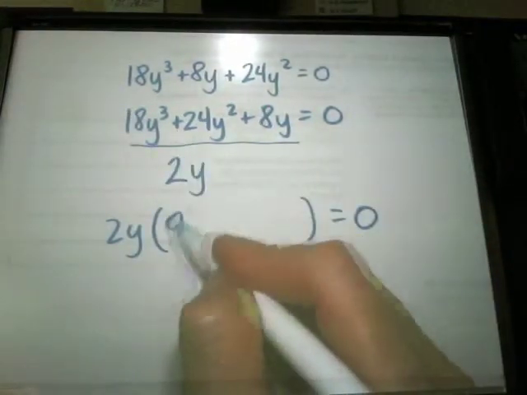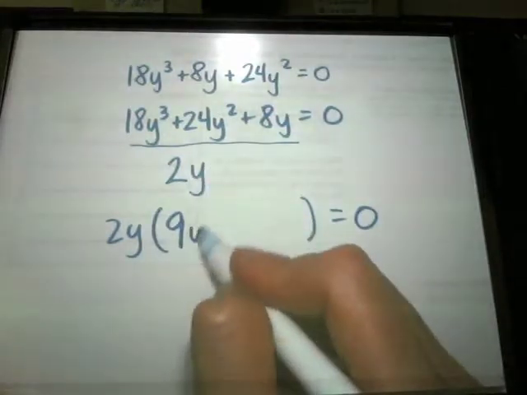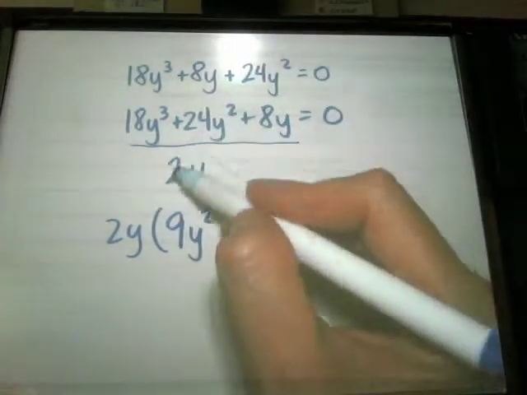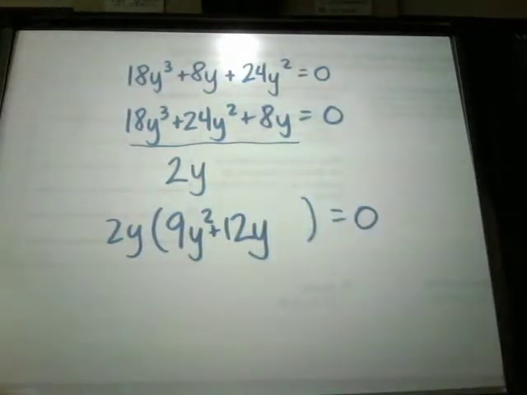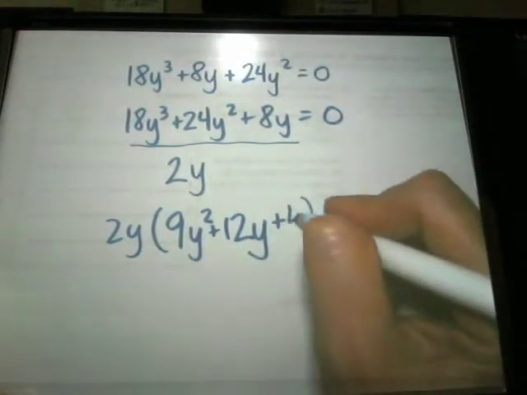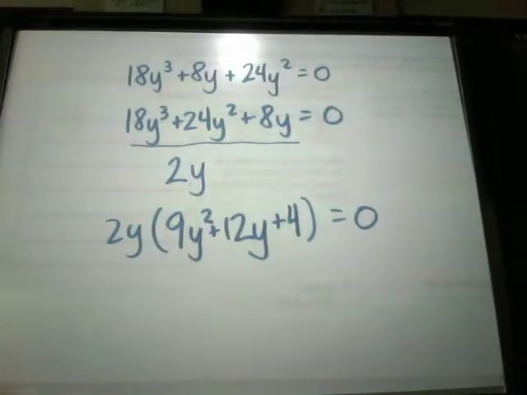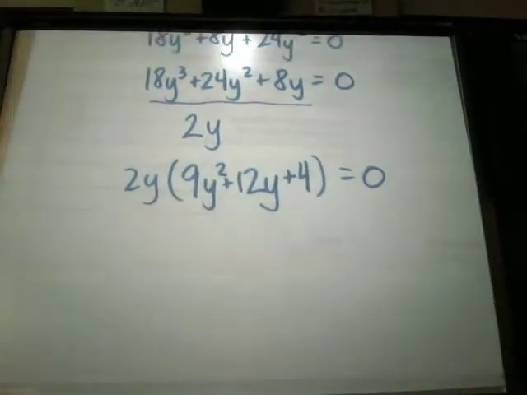18 divided by 2 is 9. Y cubed divided by y, I get y squared. 24 divided by 2 is 12. Y squared divided by y leaves y. 8y divided by 2y. 8 divided by 2 is 4, and the y's cancel out.